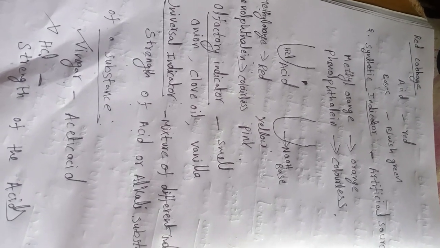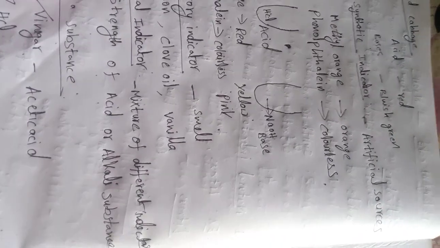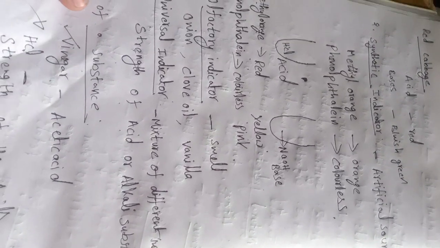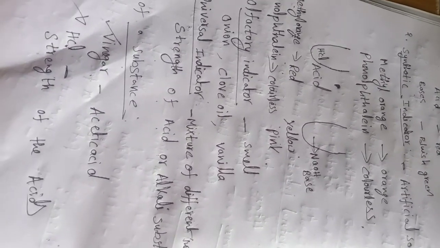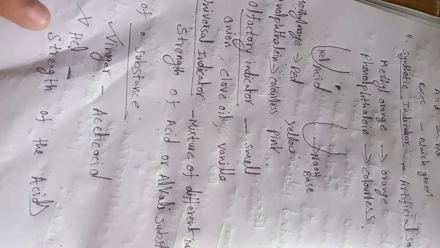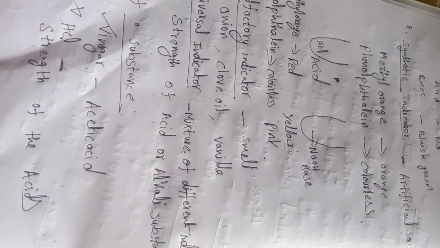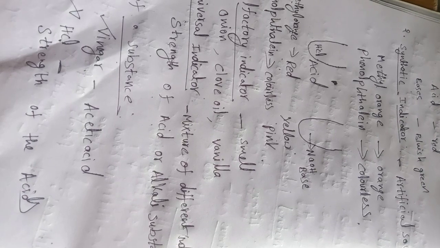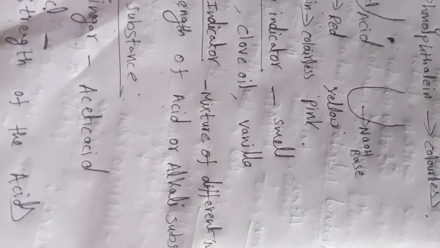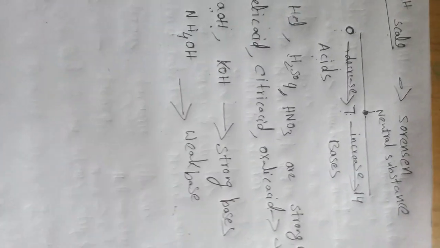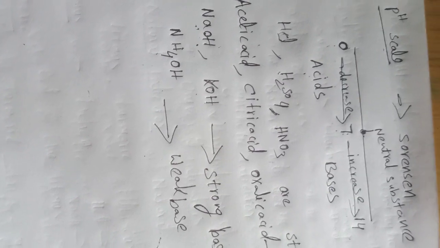Some acids we can touch, and it will not cause any danger. But some acids are dangerous. If they fall on our skin, they may cause severe burns. The reason for this is the strength of that acid. Some acids have more strength compared to others. The strength of acids or bases is measured on the pH scale.